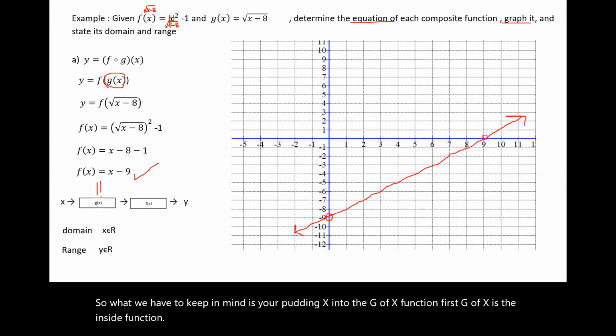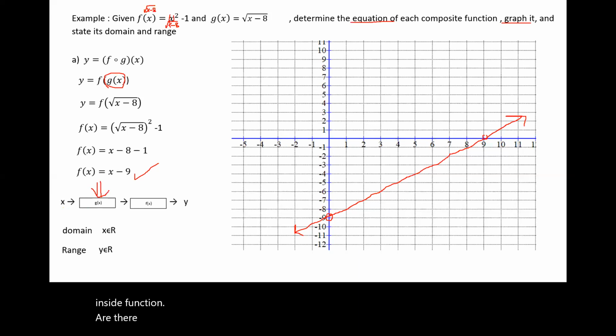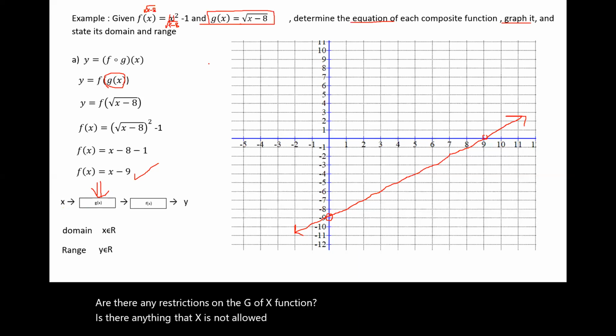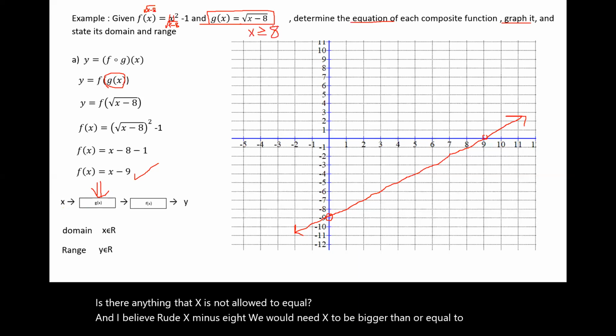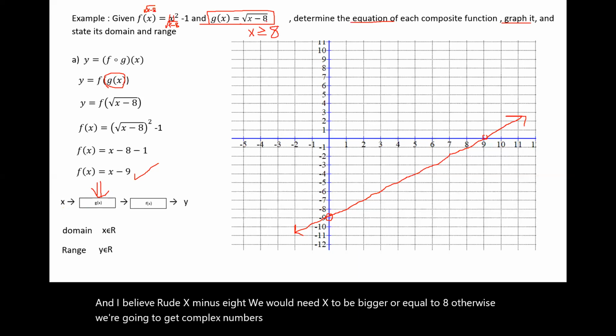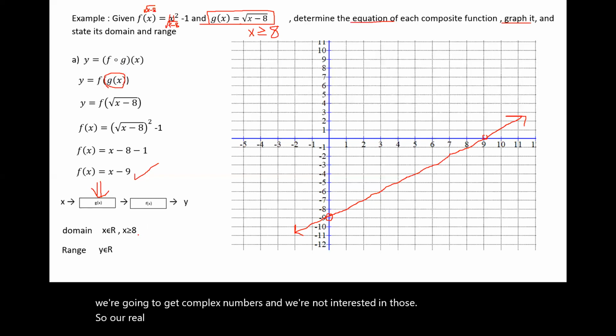Are there any restrictions on the g of x function? Is there anything that x is not allowed to equal? And I believe root x minus 8, we would need x to be bigger than or equal to 8. Otherwise, we're going to get complex numbers, and we're not interested in those. So our real domain is x bigger than or equal to 8, which means part of this graph should not be there.